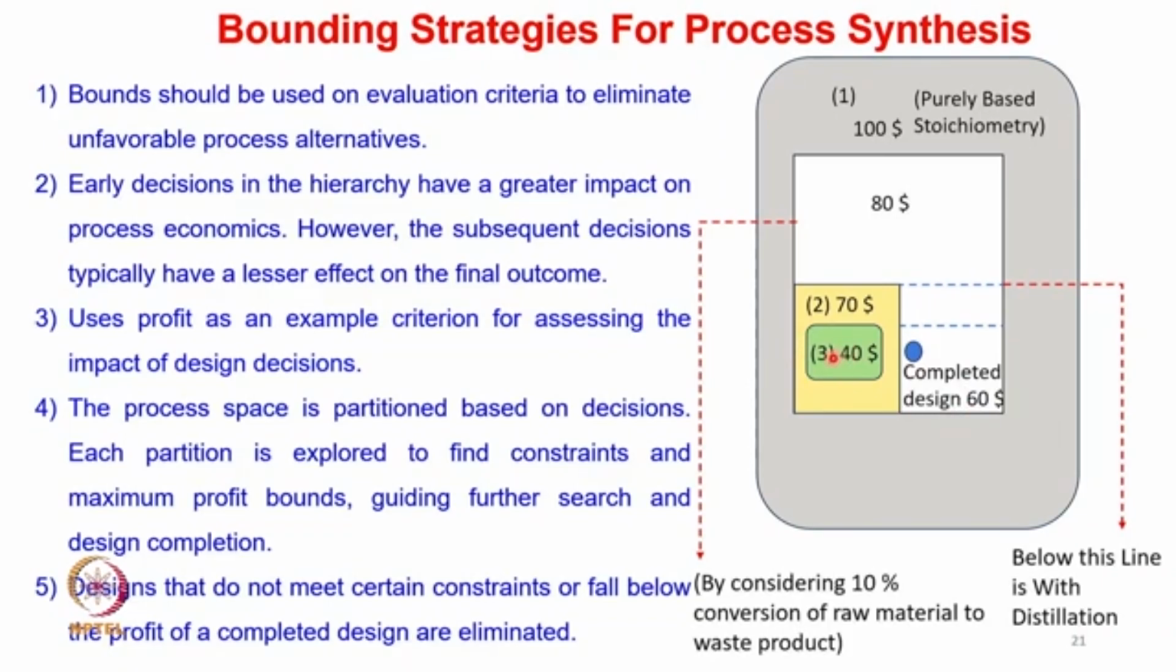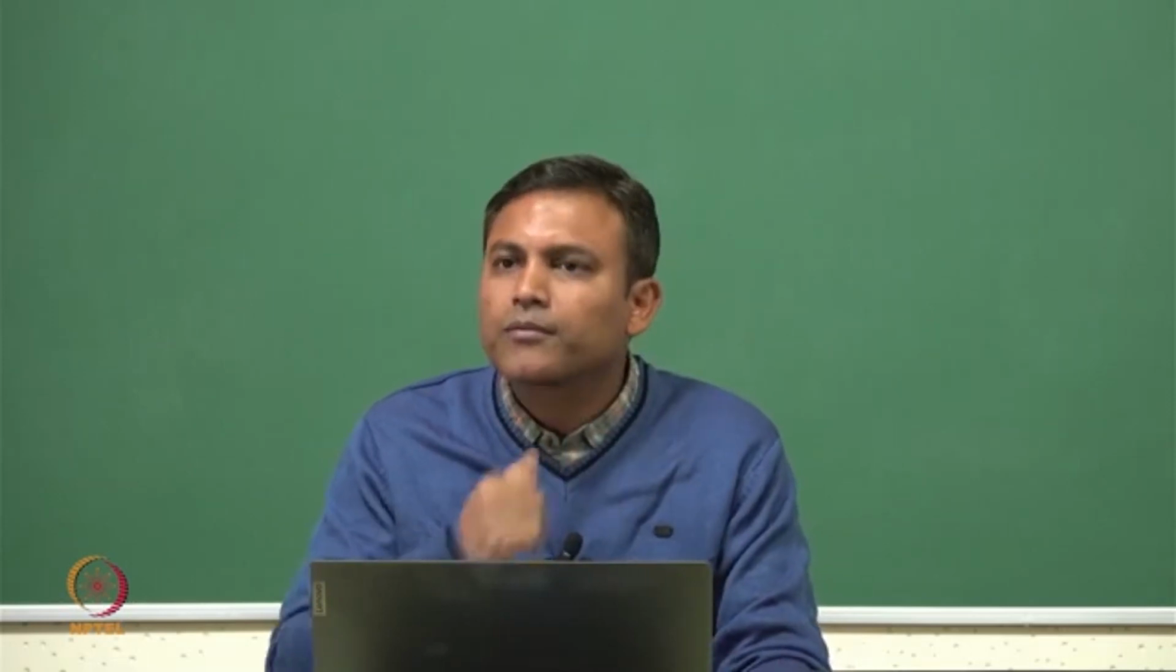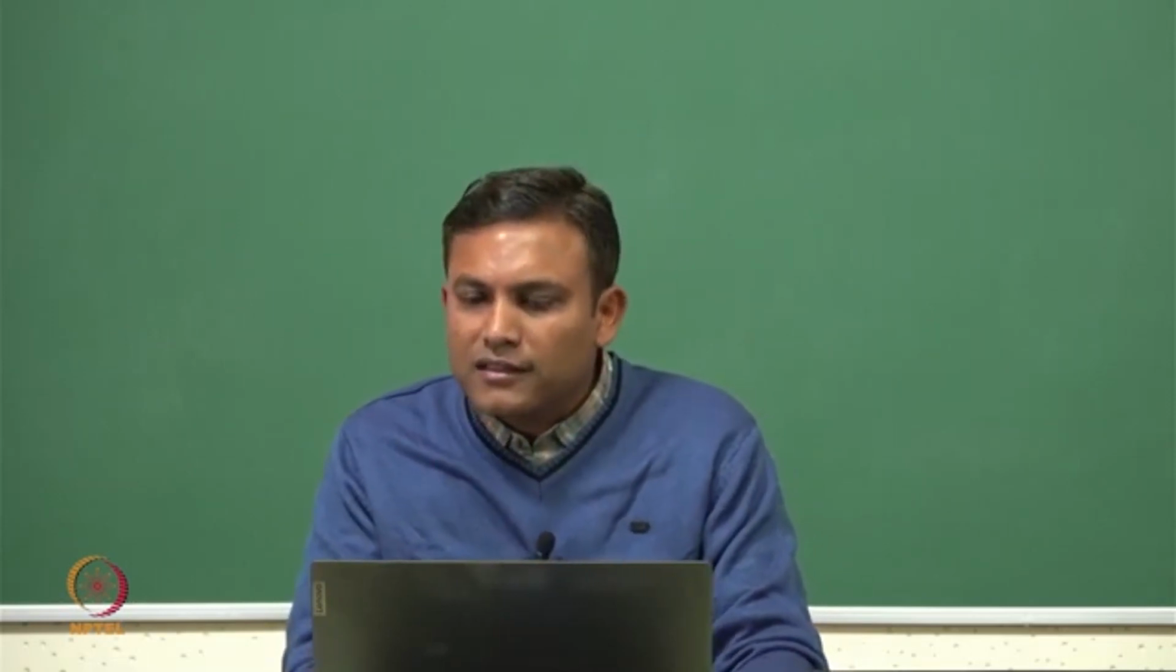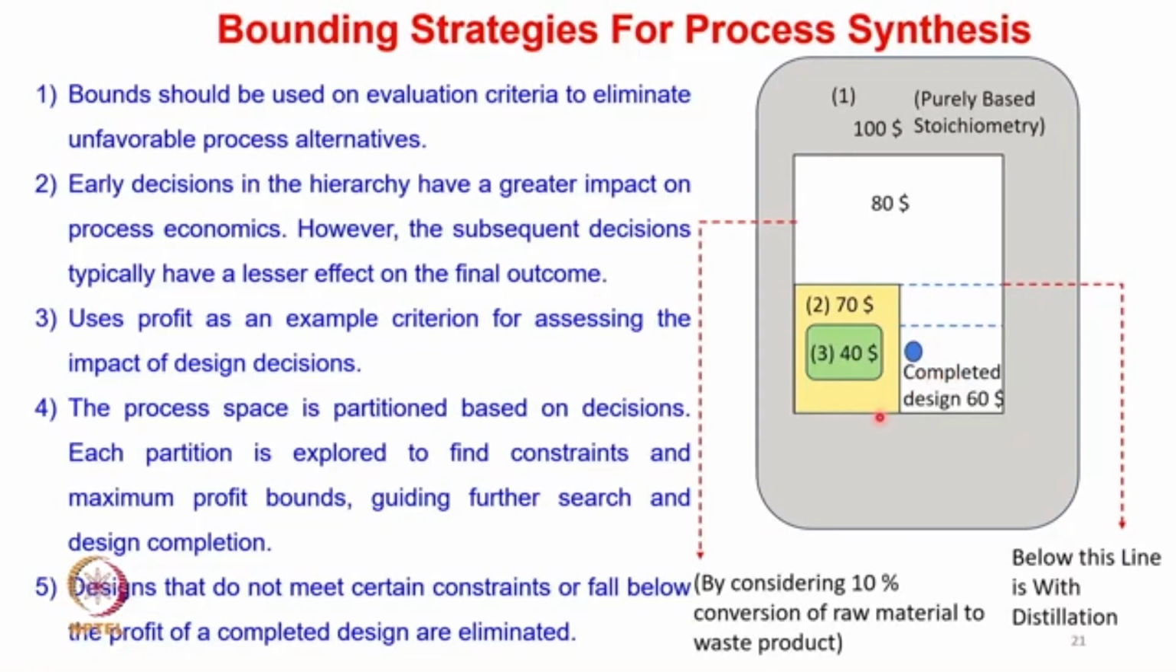So in this manner, by addition of constraints we are reducing the search space and eliminating the design options which have a lower profit than the completed design, and also we are trying to find different alternatives. With this we can find the best design after looking at all the options.